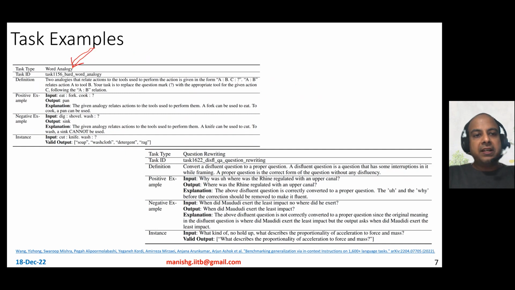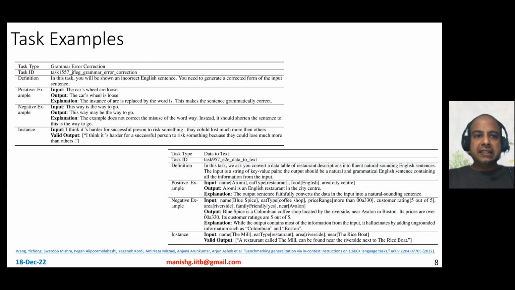Word analogy task. In this case, 2 analogies that relate actions to the tools used to perform the action are given, in the form of A is to B, C is to what, right? So for example, eat is to fork, cook is to what, and the output should be pan. That's the idea. So they are analogy tasks essentially. There is also this question rewriting task, where you are given a disfluent question, and you have to convert it to a proper question.